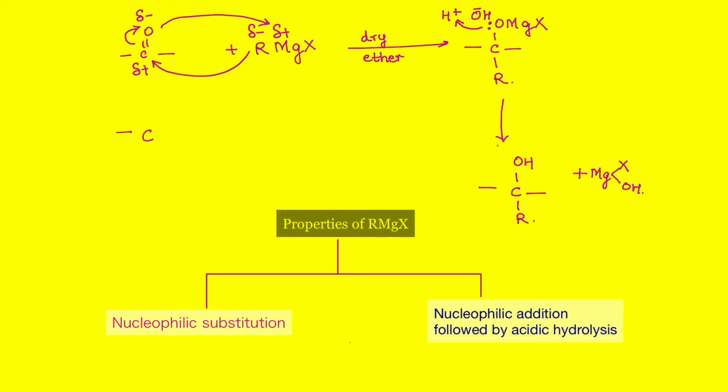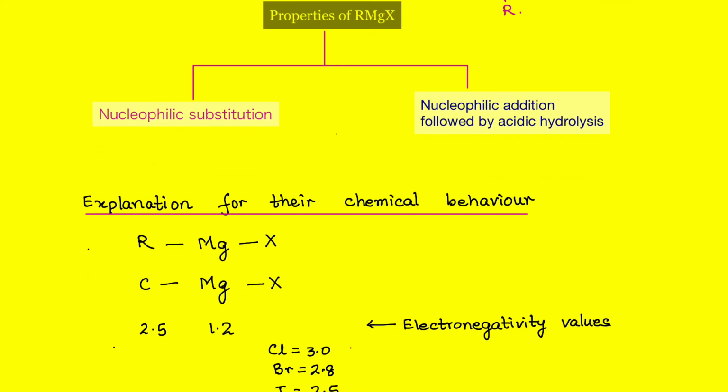If instead of oxygen we have nitrogen, there also we know that nitrogen is more electronegative compared to carbon. And that forms the basis of our nucleophilic addition reactions which are followed by hydrolysis.